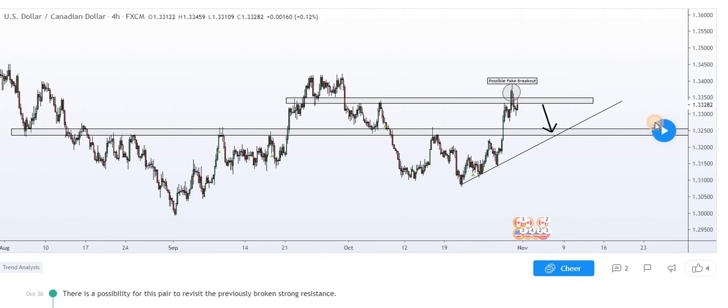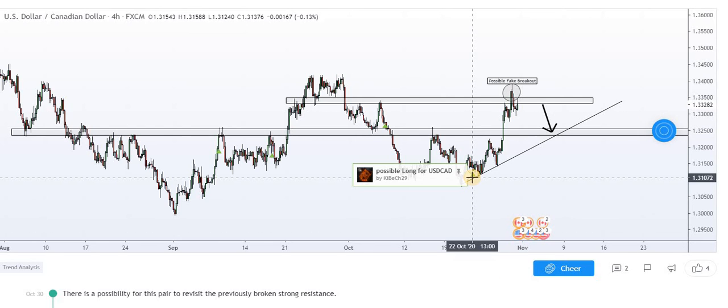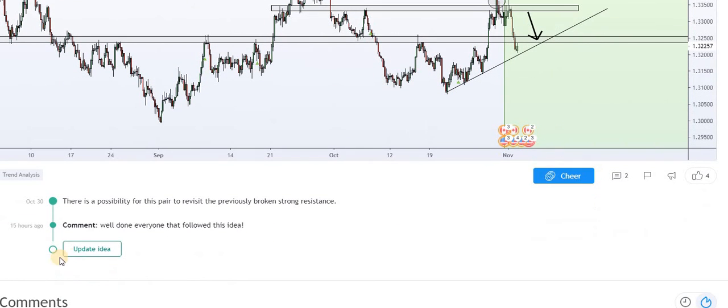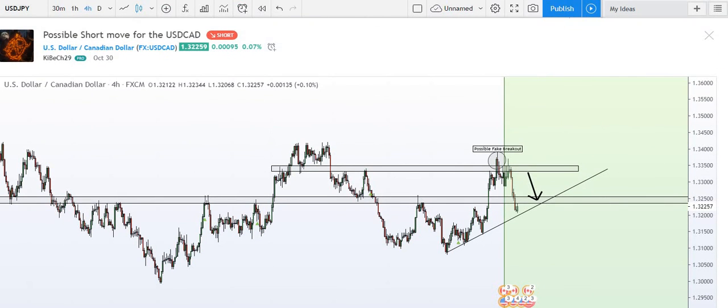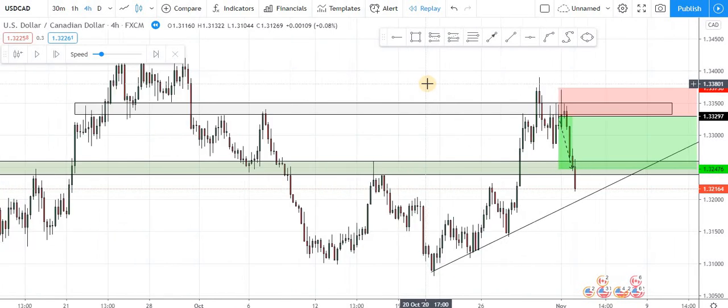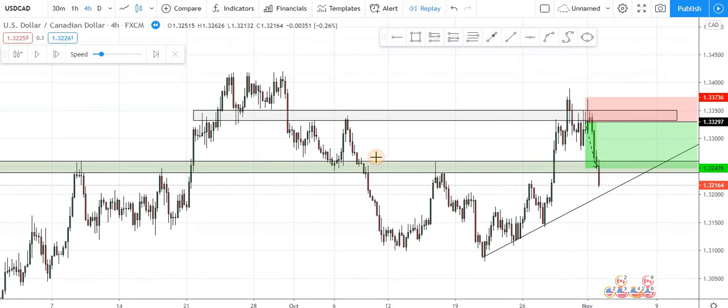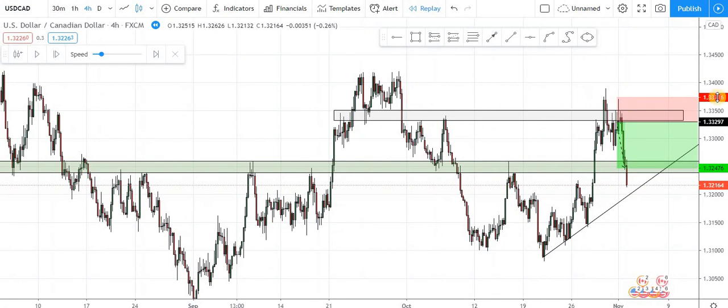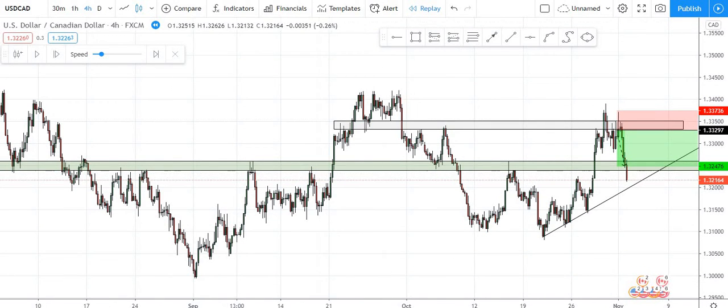All right. And I updated the idea, and I said, well done everyone that followed this idea. Okay, 15 hours ago. So no, that was pure price action, support and resistance trading. You need to understand those levels. This was a very strong structure, a very strong resistance in the past.